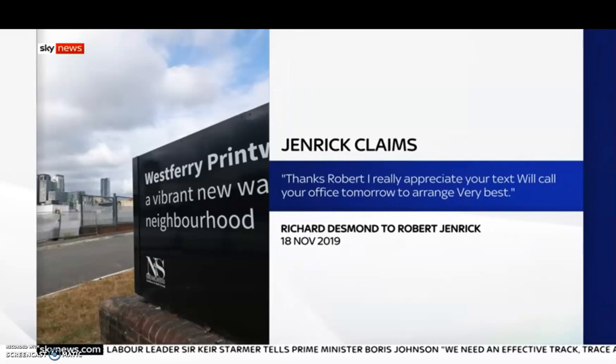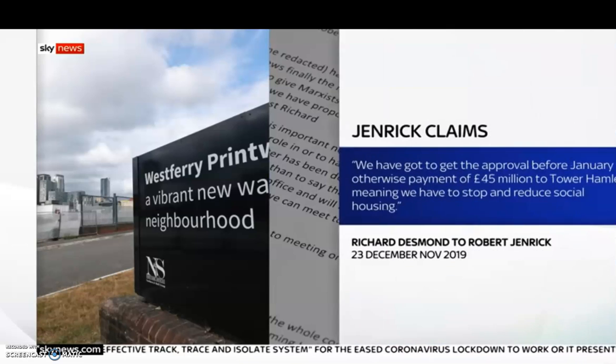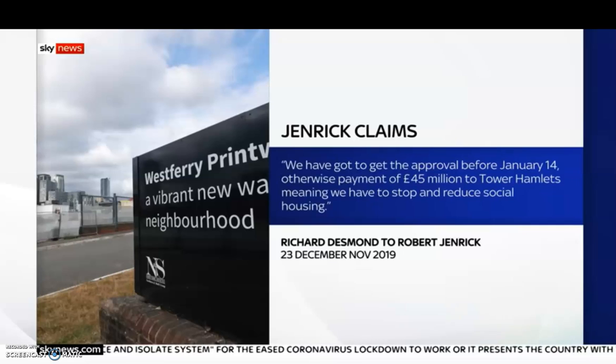Mr. Desmond replied, "Thanks, Robert. I really appreciate your text. We'll call your office tomorrow to arrange. Very best." But by December 23rd, Mr. Desmond appeared impatient, texting, "We've got to get the approval before January the 14th, otherwise payment of £45 million to Tower Hamlets, meaning we have to stop and reduce social housing."